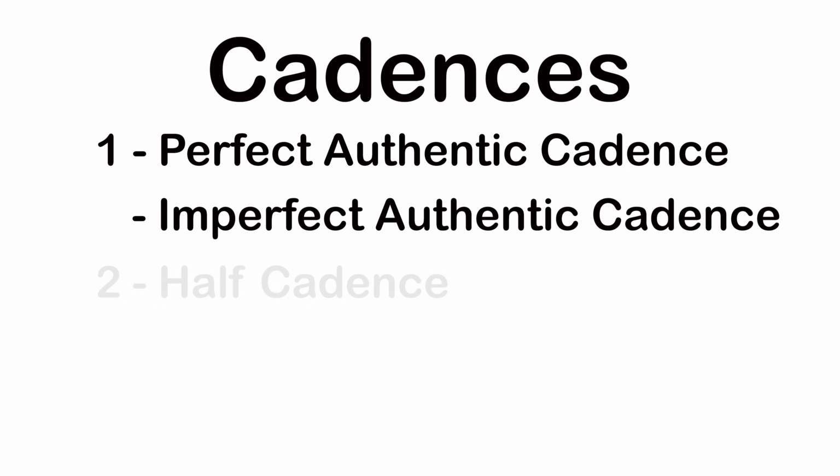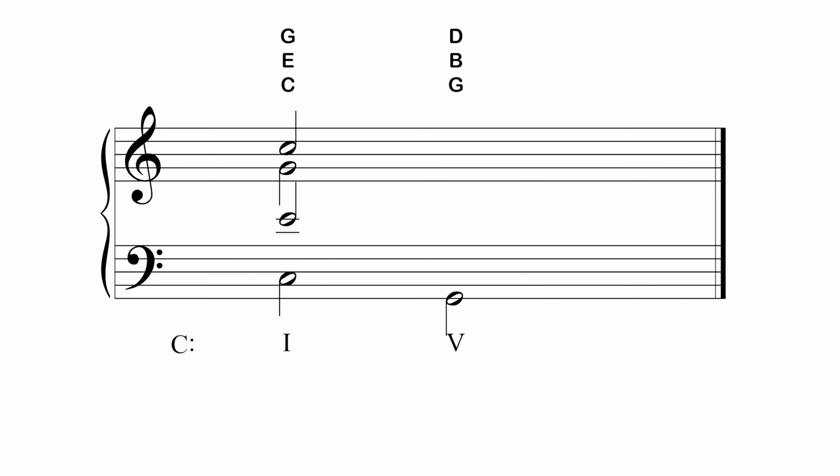The second type of cadence is the half cadence. This uses a progression that ends on a 5 chord. This could be a 1 chord to a 5 chord. Move the bass to the G, keep the common tone in the alto, and then move the soprano and tenor down a step.